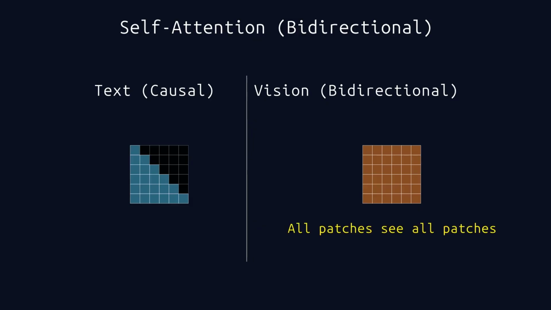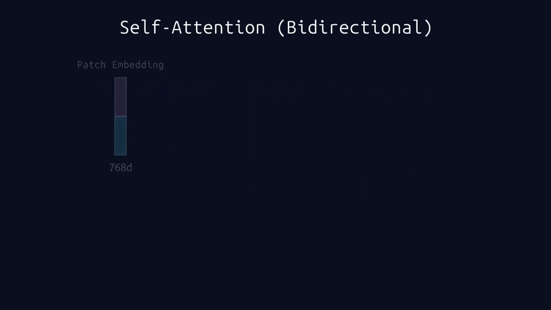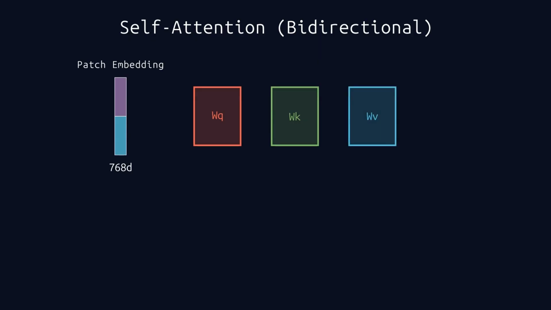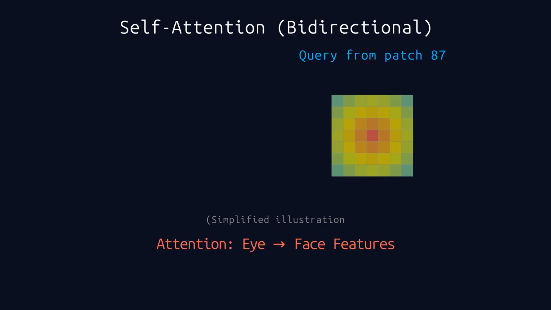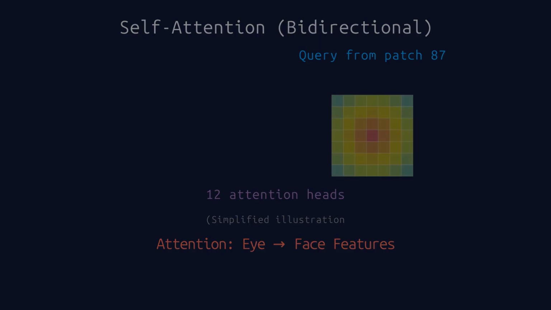Now let's see what actually happens. Each patch embedding gets multiplied by 3 learned weight matrices, WQ, WK, and WV, producing a query, key, and value vector. Our cat's eye patch computes its query vector. It then compares this query against the keys from all 197 tokens. Look at this heat map. This is a simplified illustration of what attention patterns can look like. In reality, different attention heads learn vastly different patterns, and they're much more complex than this visualization. But conceptually, our eye patch might attend strongly to other facial features, discovering spatial and semantic relationships in the image.